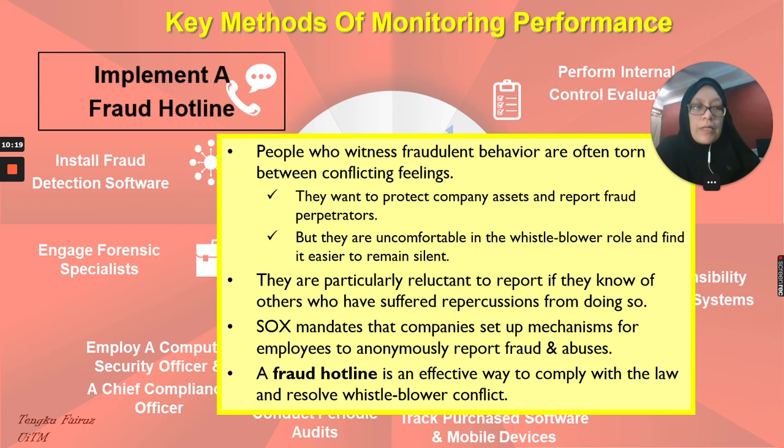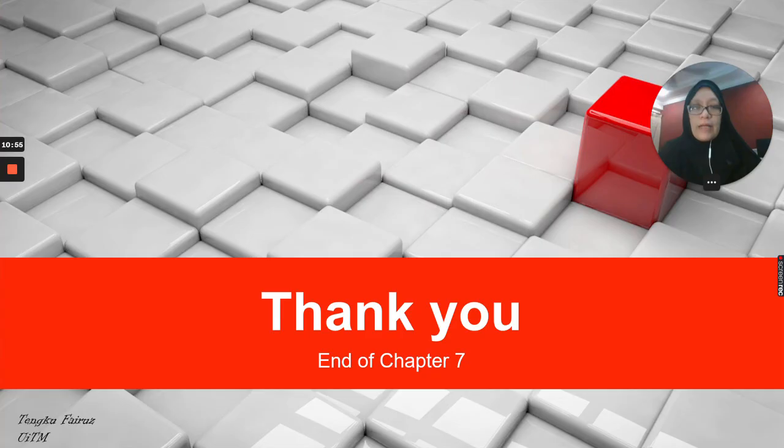In the Sarbanes-Oxley Act, it mandates that companies set up a mechanism for employees to anonymously report fraud and abuses, so they can implement the fraud hotline. The fraud hotline is an effective way to comply with the laws and resolve the whistleblower conflicts. So these are the 10 methods of monitoring performance, and that's the last component that we discuss under the ERM model or ERM framework. So with that, that's the end of chapter 7. So I end this video.